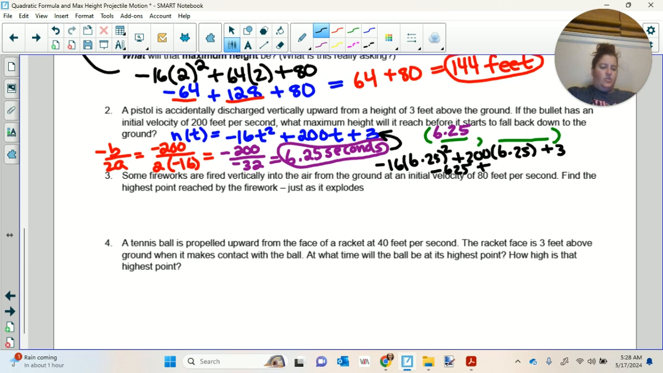And then when you take that 200 times 6.25, you get 1,250. And then your 3. And when you put all of those together, negative 625, 1,250, and 3, you end up with a maximum height of 628 feet. Again, that is quite high, but that makes sense because it had a lot of initial velocity to overcome that gravity.